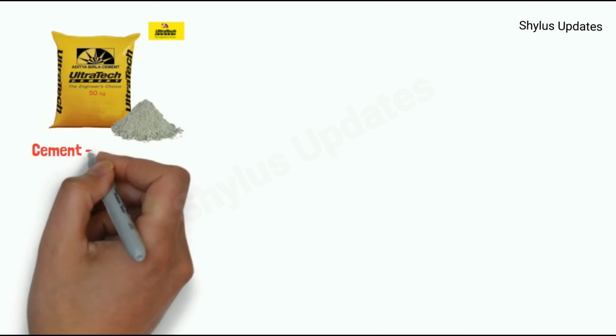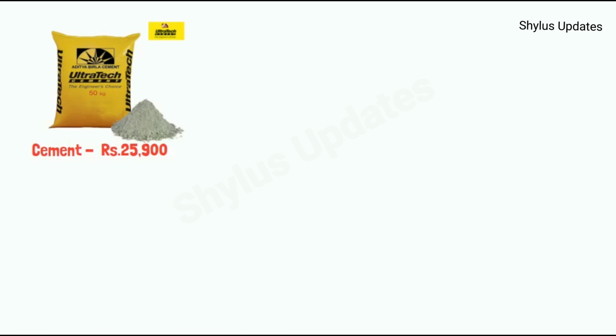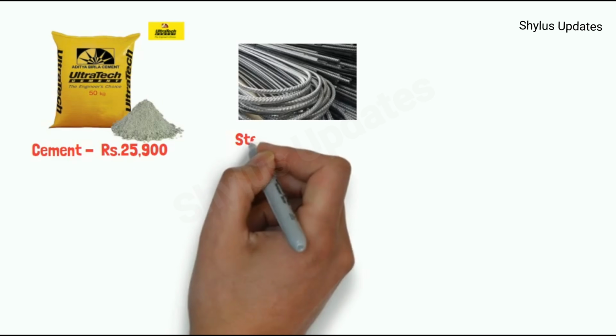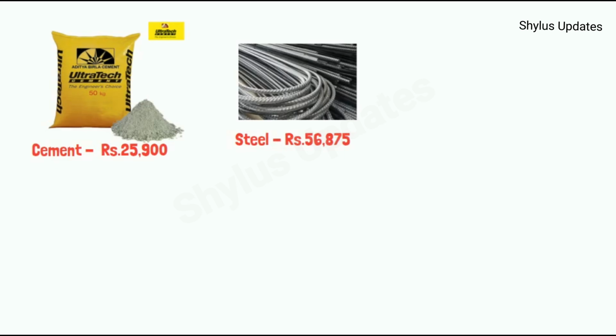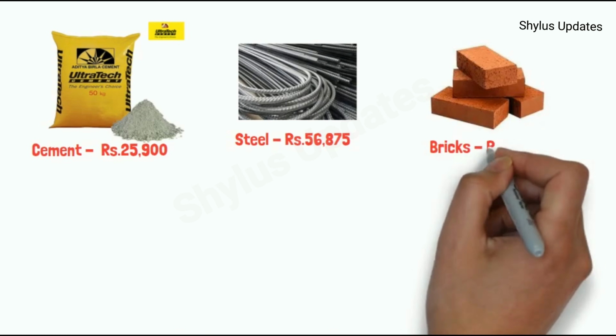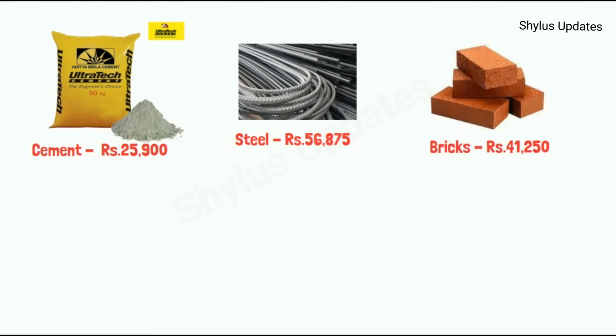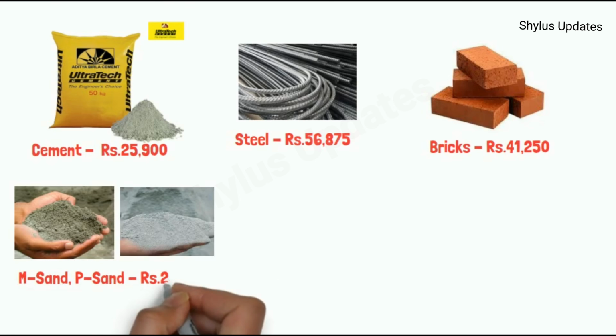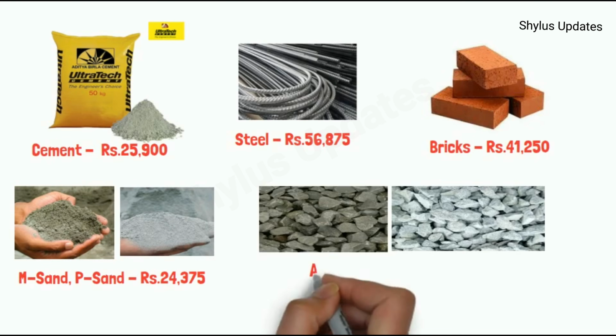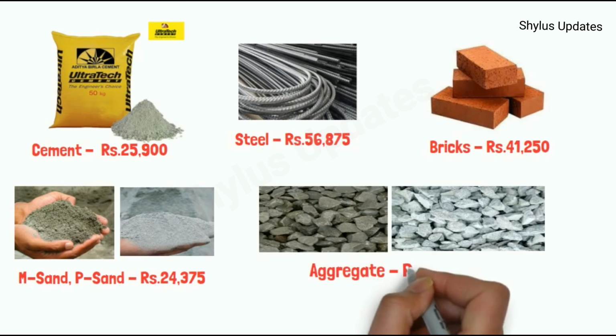Cement, rupees 25,900. Steel, rupees 56,875. Bricks, rupees 41,250. M sand and P sand, rupees 24,375. Aggregate, rupees 12,375.